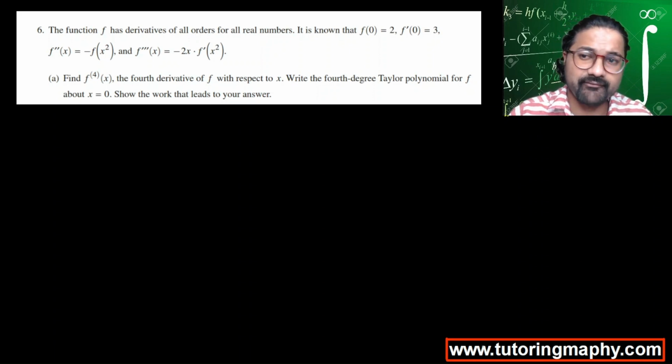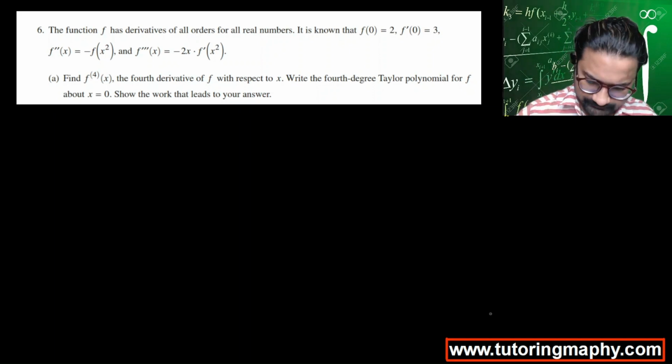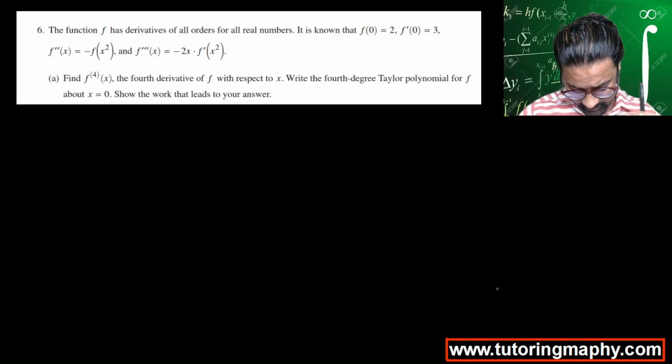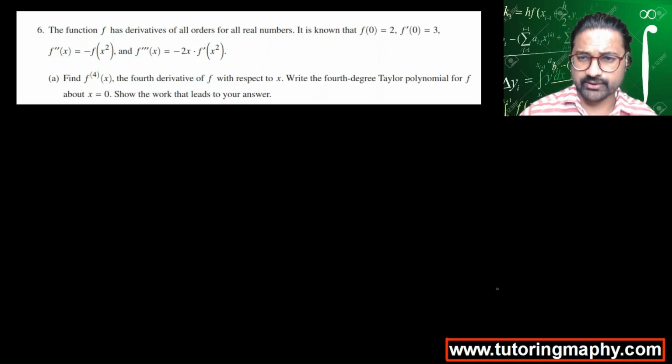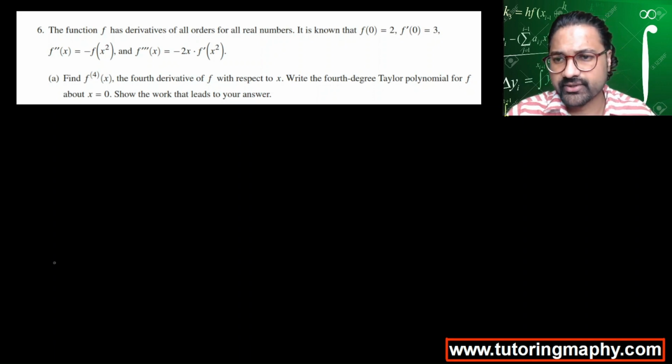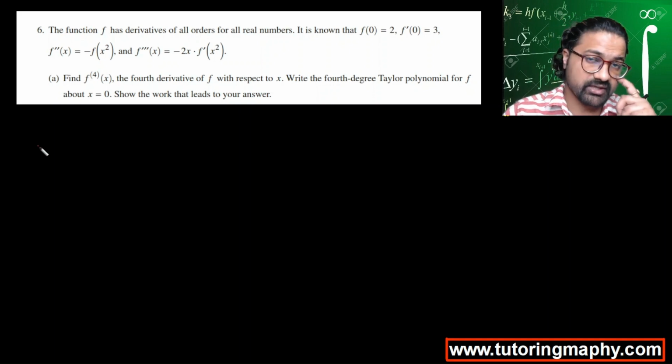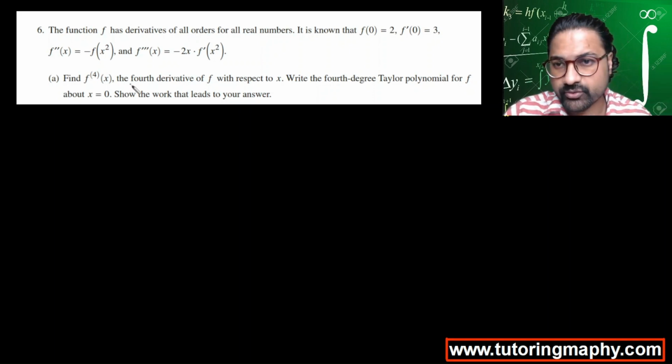Hi, my name is Darshan, and I'm an online tutor of math and physics. This is FRQ number 6, AP Calculus BC 2023 exam, based on Taylor polynomials and the Lagrange error bound. So over here, let's read this question out. Remember, this is important. They always ask one of the FRQs based on this topic.